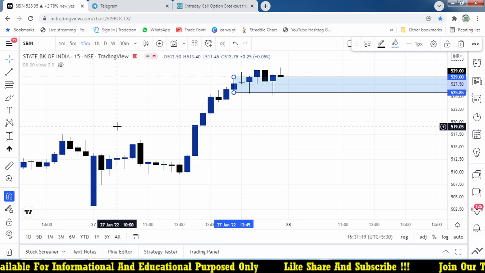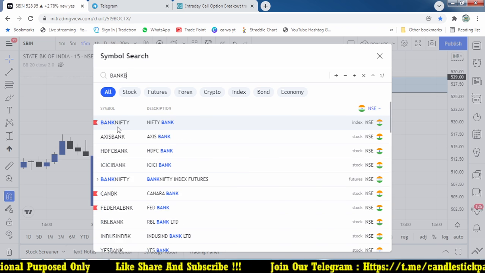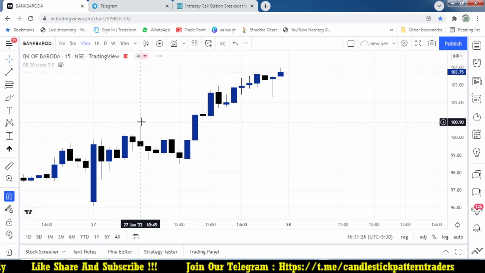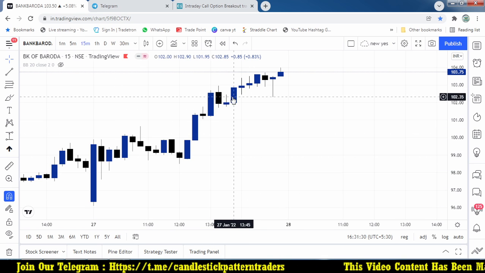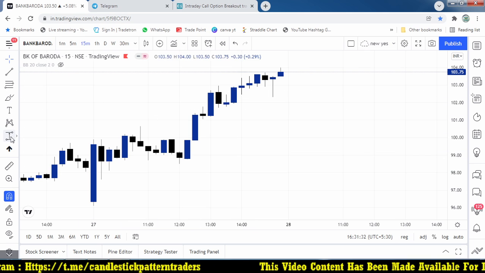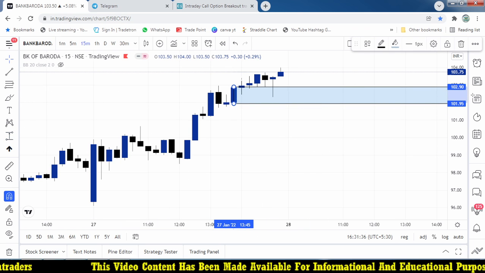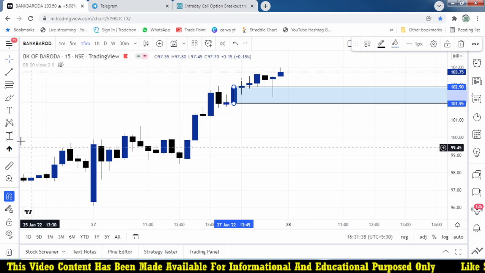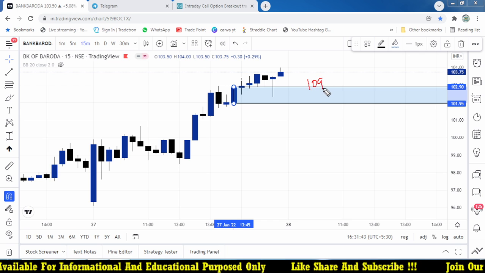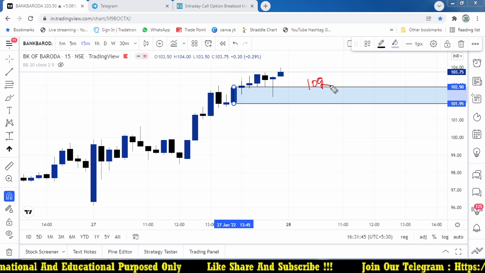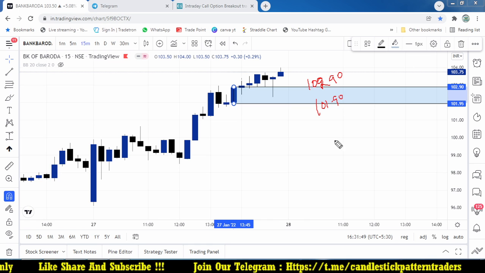And another one is Bank of Baroda. The final trade which I did on the basis of the same concept, the 145 candle. So this is where I should try to take entry and exit. What is the risk for the trade? The entry at 102.9 and the stop loss at 101.9. So almost 1 rupee is the risk.